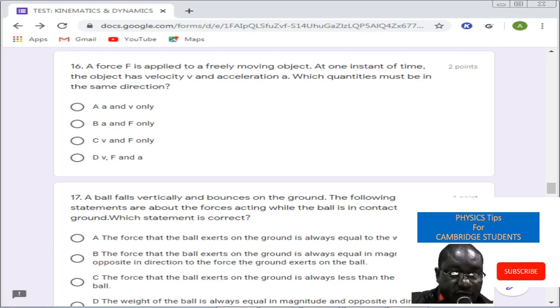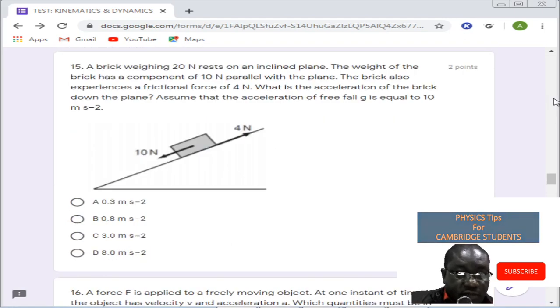A force F is applied to freely, let's go back there. So we said this should be 3 meters per second squared. Right, moving on. Number 16.